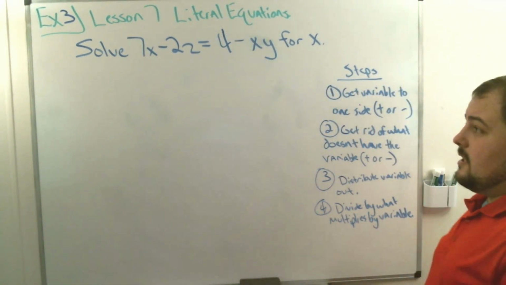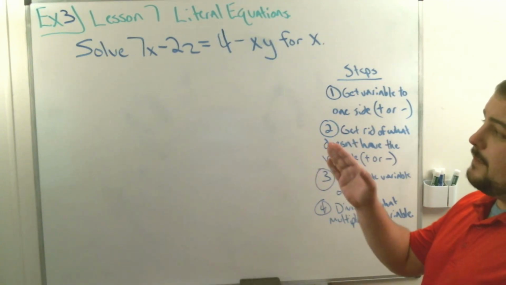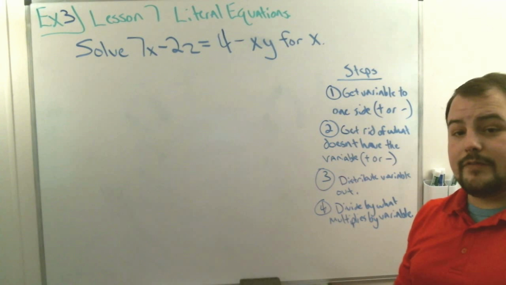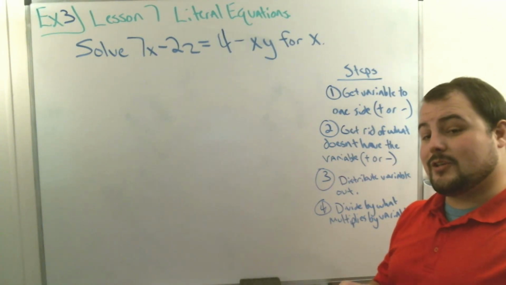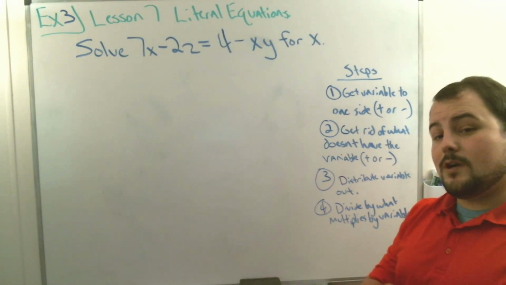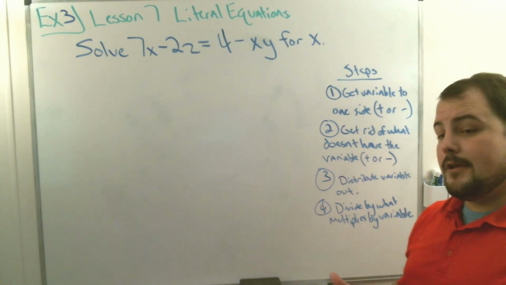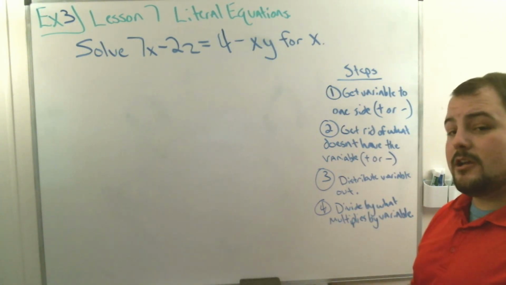Alright, looking at our 3rd example here, we're going to be solving 7x minus 2z equals 4 minus xy, and we're going to solve for the variable x. So in this problem, we actually have 3 different variables. We have x, y, and z. And our goal is to get the variable x all by itself. I put some steps down here that we're going to kind of follow.